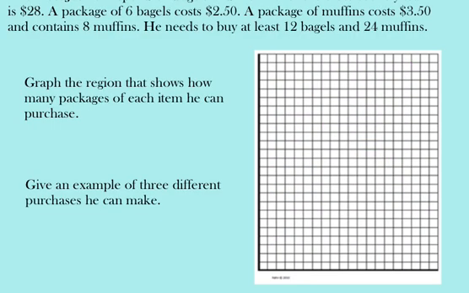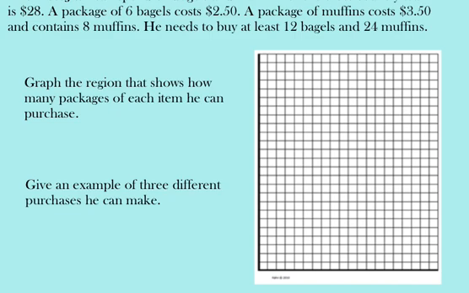So let's take a look at some of these word problems here. The most Jack can spend on bagels and muffins for the cross-country team is $28. A package of six bagels costs $2.50. A package of muffins costs $3.50 and contains 8 muffins. So we want to write a system to figure out what we need.